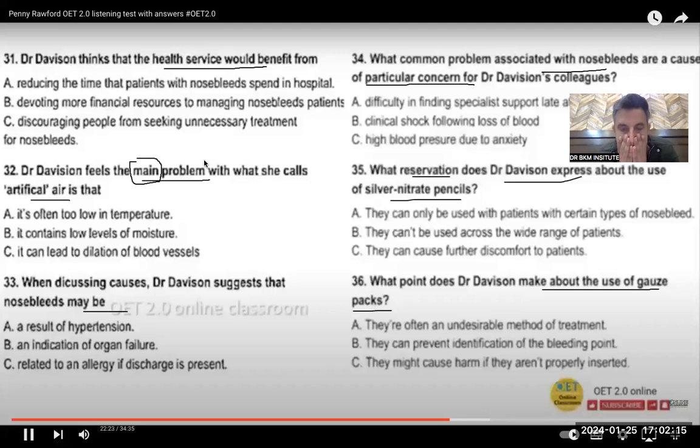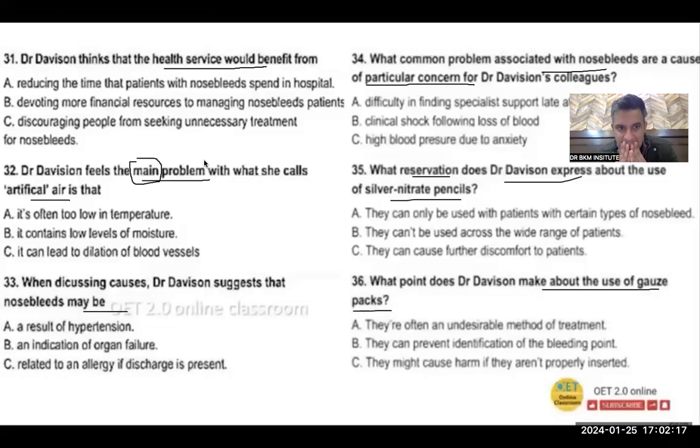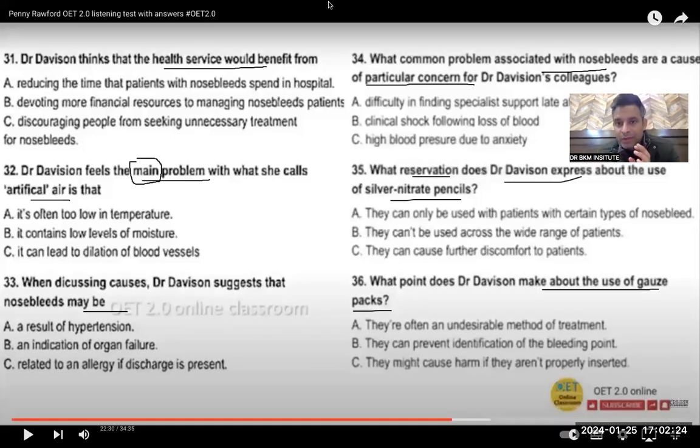Hospitals across the country would have a positive impact on resources for other services. The biggest enemy of the nosebleed is artificial air. So now my keyword has come, artificial. The biggest problem means main problem. So feel that main problem with what she calls artificial. What is the problem with the artificial air? Now she would be speaking and I would be reading the options.